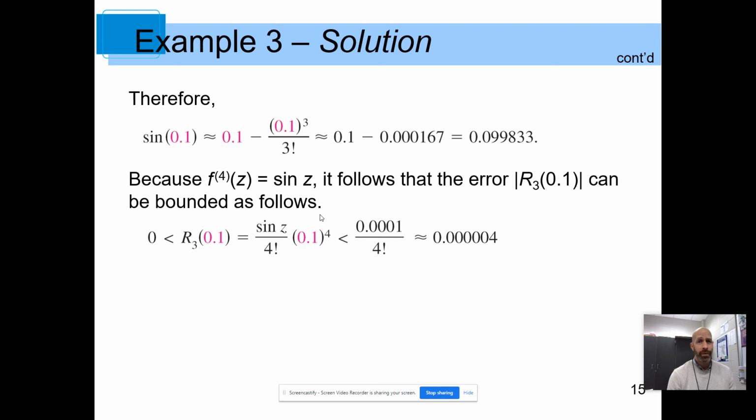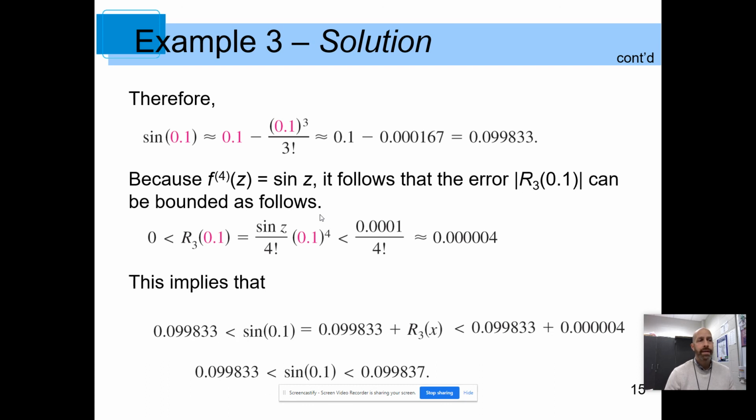And this is a subtle thing. That 0.0001 is not multiplied by sine, because we don't know what sine of z is. We're approximating it, but we know that sine oscillates between -1 and 1. So the worst it could be is 1. So that's good news. That means we can bound this thing. And it turns out that 0.0001 over 4 factorial is 0.000004.